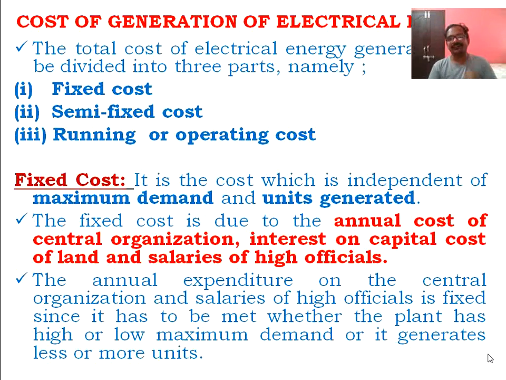So all these three are independent of maximum demand as well as number of units consumed. Whatever may be the maximum demand and whatever may be the number of units consumed, the annual cost of central organization is fixed. The interest on the capital cost of land is fixed, as well as the salaries of higher management is also fixed. So it is about the fixed cost.